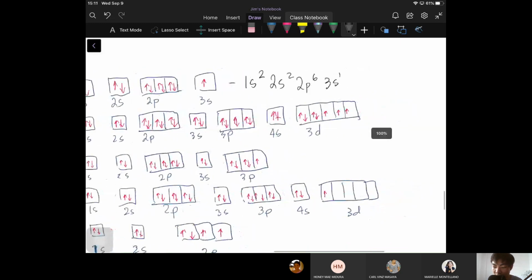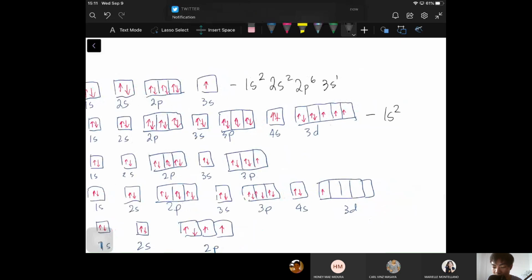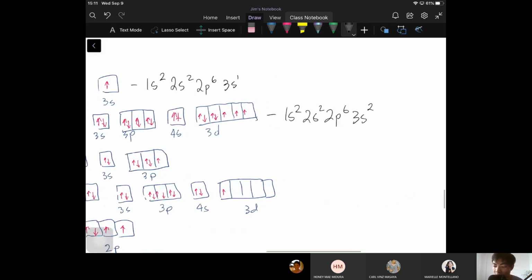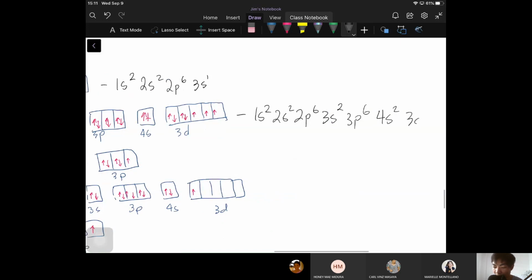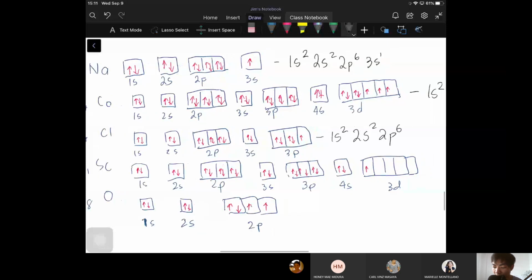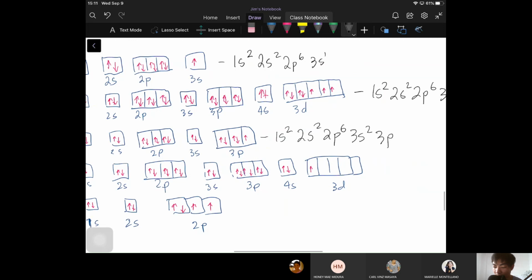So let's start with cobalt, no. So cobalt 1s2, 2s2, 2p6, 3s2, 3p6, 4s2, 3d, ilang electrons to? 1, 2, 3, 4, 5, 6, 7. 3d7. Okay, so yan yung ating electron configuration for cobalt na. So ganun na lang. Mas madali, di ba? So for chlorine, 1s2, 2s2, 2p6, 3s2, 3p5. Ayan, 5 yan. 1, 2, 3, 4, 5 na. So 3p5.